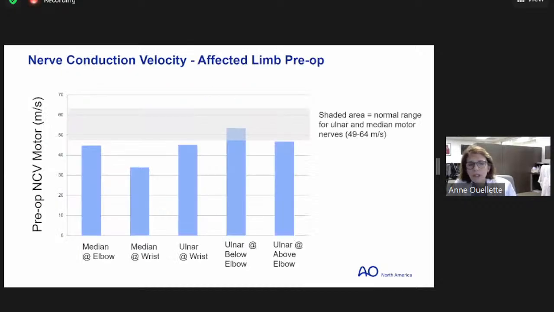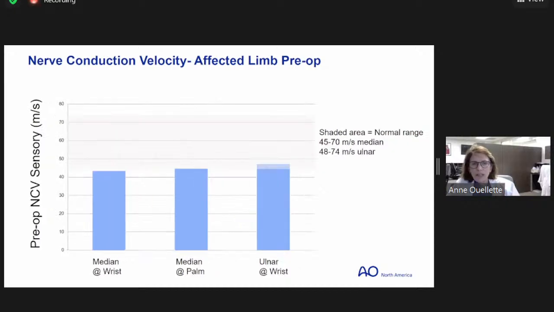We looked at nerve conduction velocities. So the normal nerve conduction velocities are in this gray zone. So they were all diminished preoperatively, both at the median nerve, at the elbow, at the wrist, ulnar nerve at the wrist, below the elbow and above the elbow. So you could see all of these are just sitting at slightly lower levels, but enough that it's affecting them. And so again, nerve conduction sensory velocities, all diminished, median, ulnar.